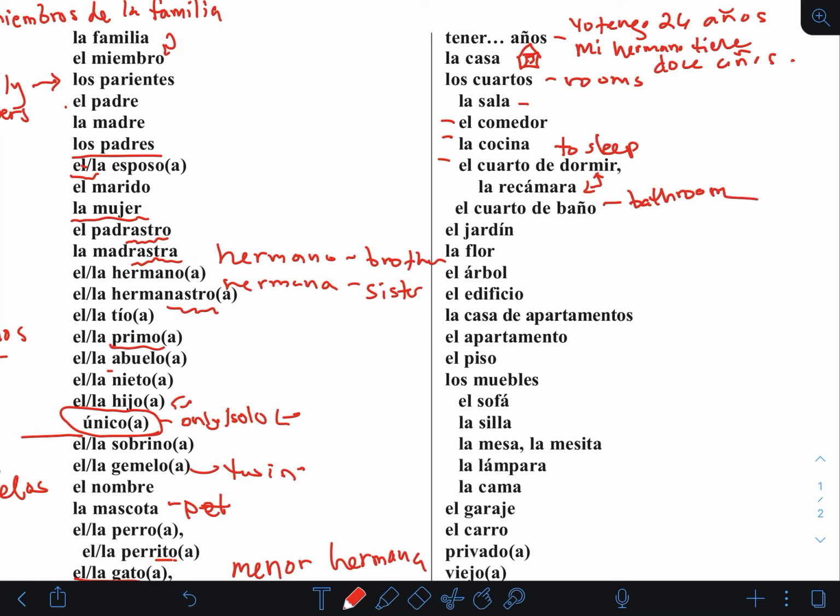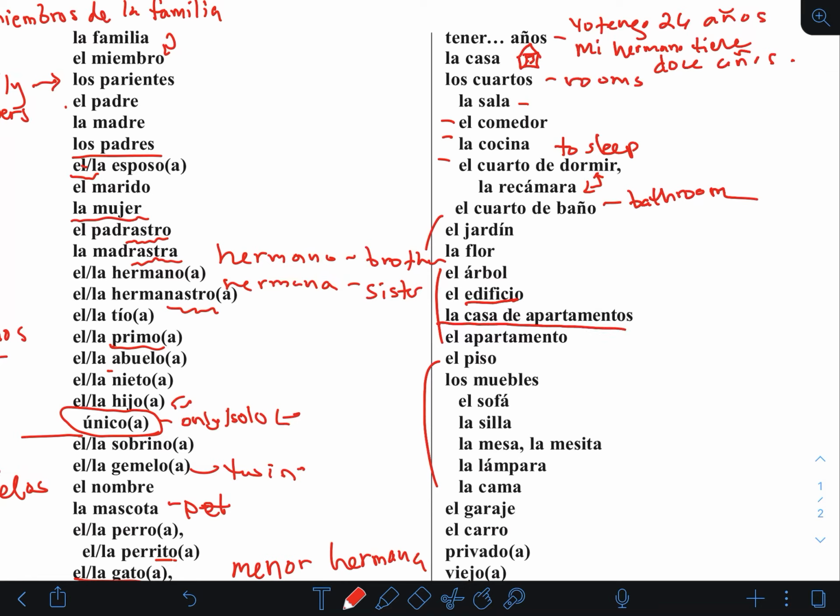El jardín. So now these are things outside the houses or places of, I guess, that you are. So el jardín is garden. In el jardín es la flor. La flor is the flower. Okay. El árbol is a tree. El edificio would be a building. Okay, please make sure you know that.